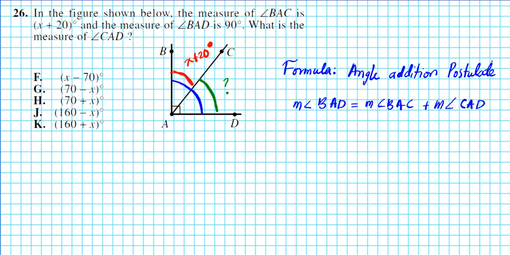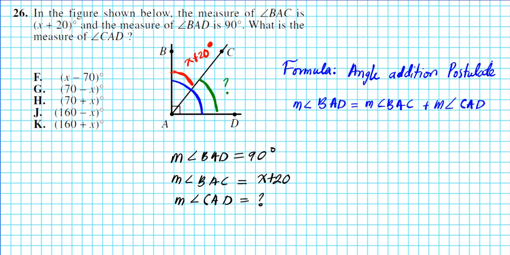According to the angle addition postulate, we can write this equation. Now let's indicate the values that we know and the value that's unknown. The measure of angle BAD is the right angle, that's 90 degrees. The measure of angle BAC we're told is x + 20 degrees. And with this given information, we have to determine the measure of angle CAD. So that's a question mark.